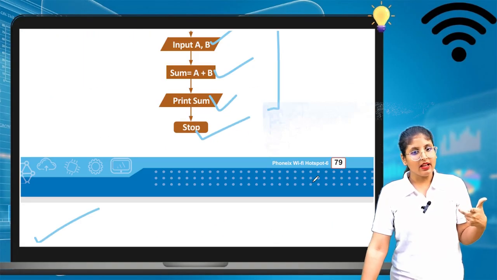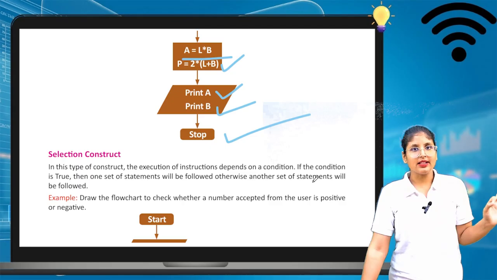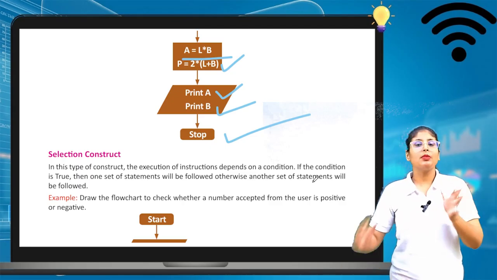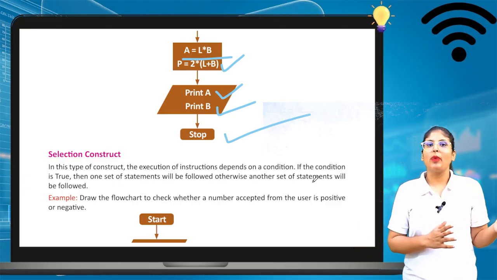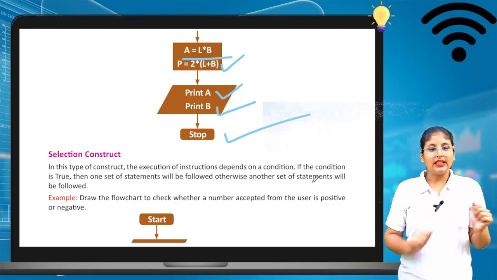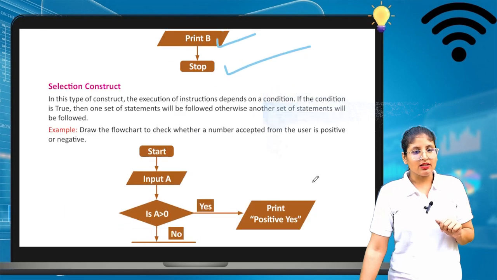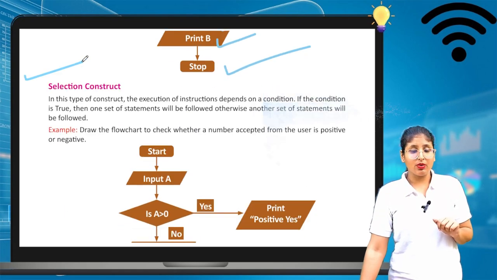Okay, is this flow chart clear to you, how we can calculate the perimeter and the area, and how we can add two numbers? Okay, now we will see the selection construct. How can we do the selection construct?